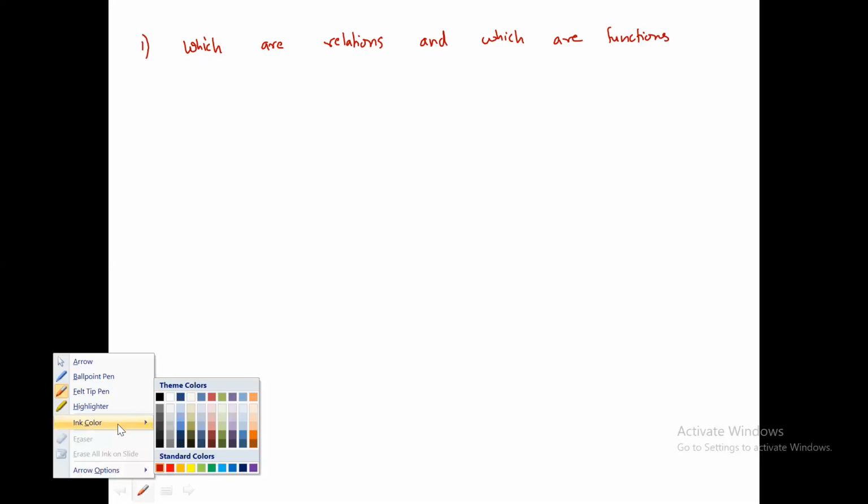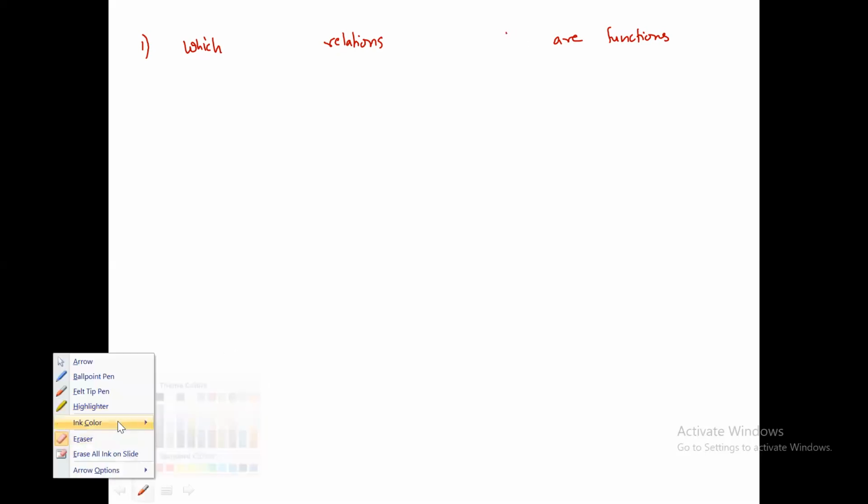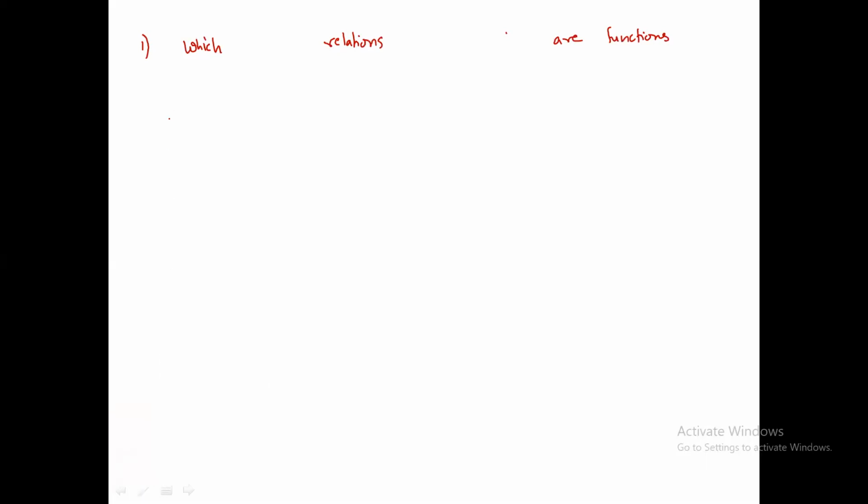Which of the following are relations and which are functions? Or in other words, which of the following relations are functions? Which relations are functions? That also you can take as the question. Okay. So the first one, you have to write domain and range also.